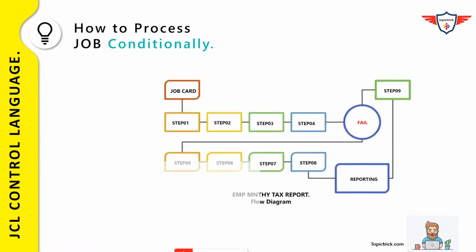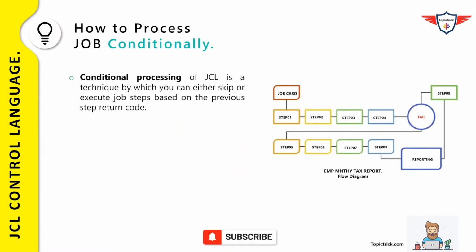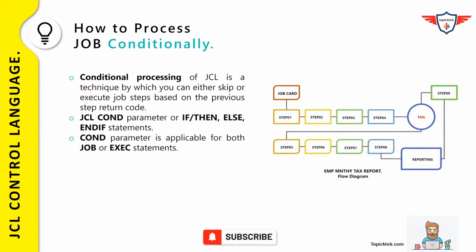Now let me quickly summarize the important points that we have discussed so far, and after that I'm going to explain the syntax of the JCL conditional parameter and the IF-THEN-ELSE statement. The first point is that conditional processing of JCL is a technique by which you can either execute or skip a job step based on the previous step return code. The second important point is that you can use either the JCL COND parameter or the IF-THEN-ELSE statement to process a job conditionally. The third point is that you can use the JCL conditional parameter on both the EXEC statement and the JOB statement.